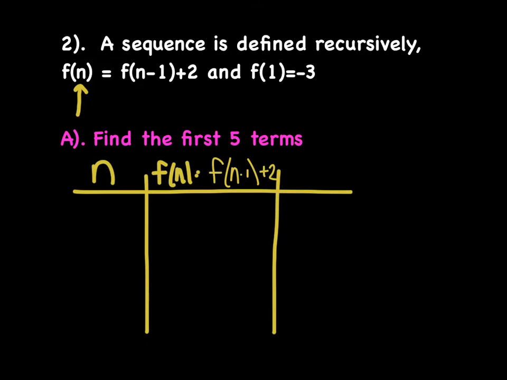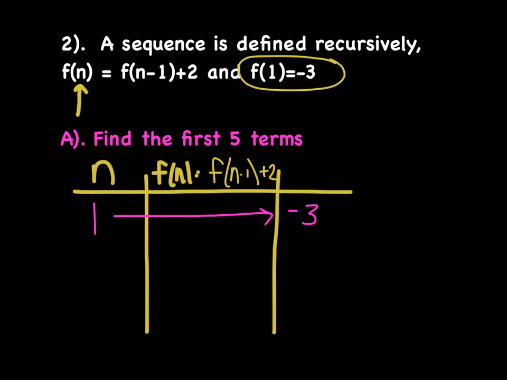And then basically my answer is going to go in that third column. So it says find the first 5 terms. Well, it gave me 1 to start with. They said f of 1 equals negative 3. So when n is 1, I don't need to plug it in because they're telling me the answer is negative 3. Okay, so there's the first term. It's done for us. That's what recursive means. We're going to use a previous term.